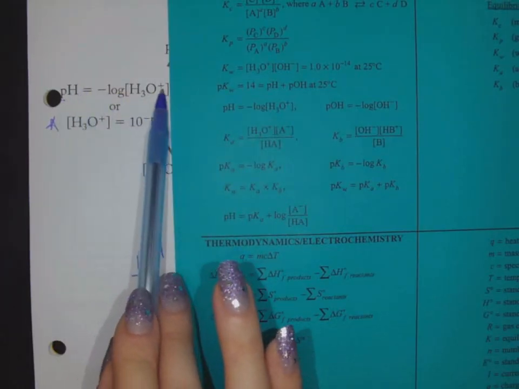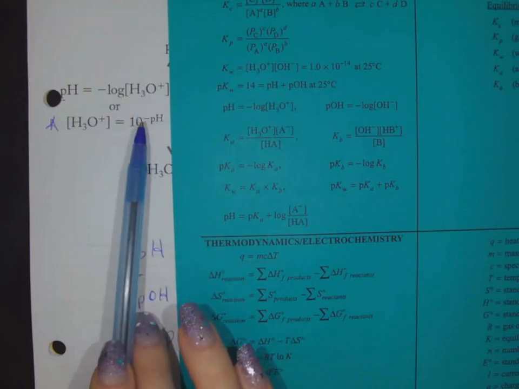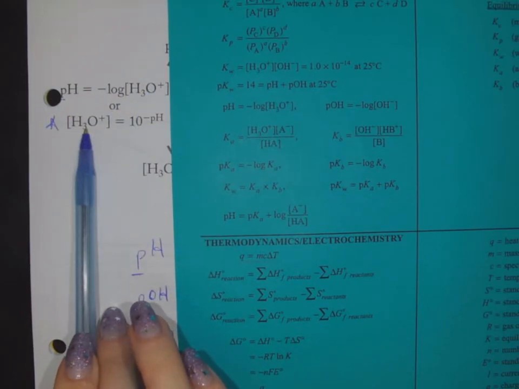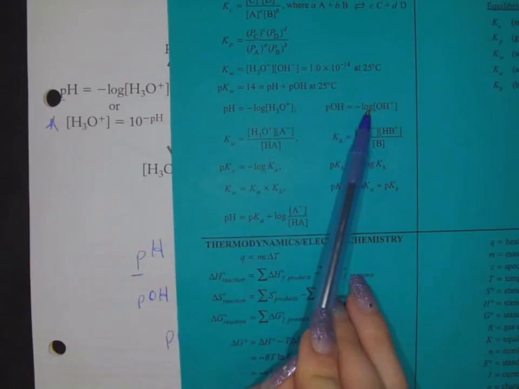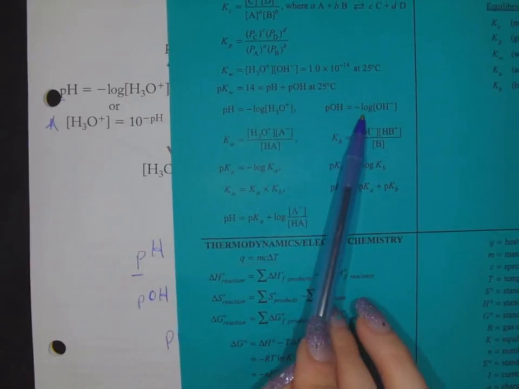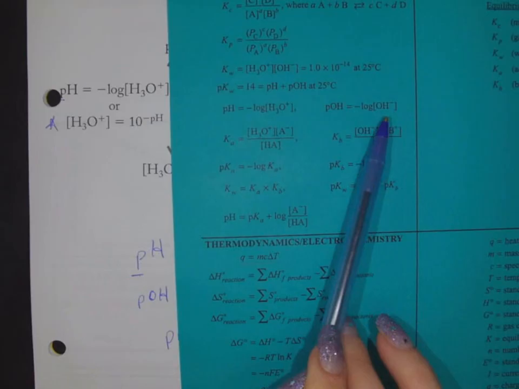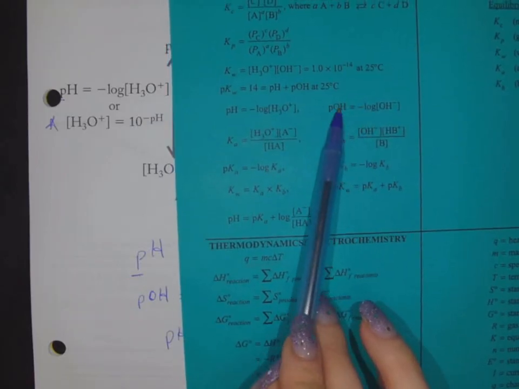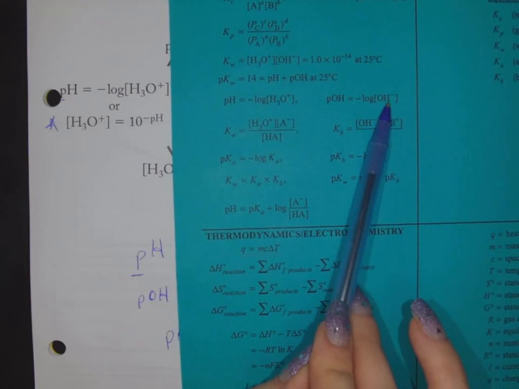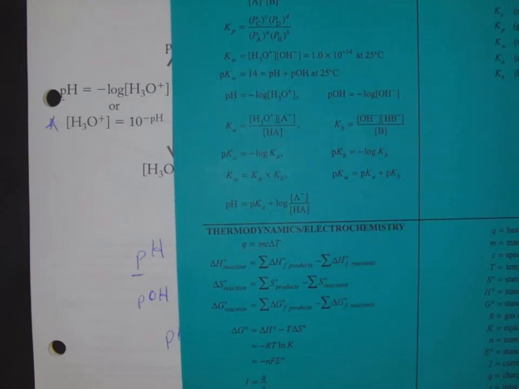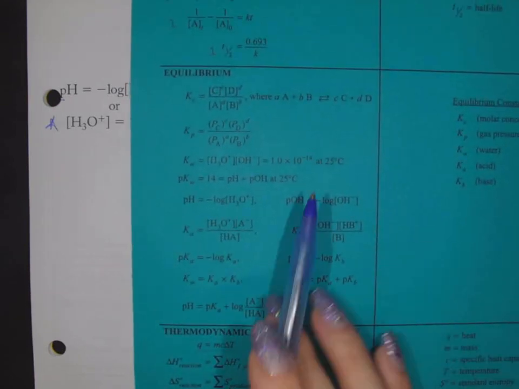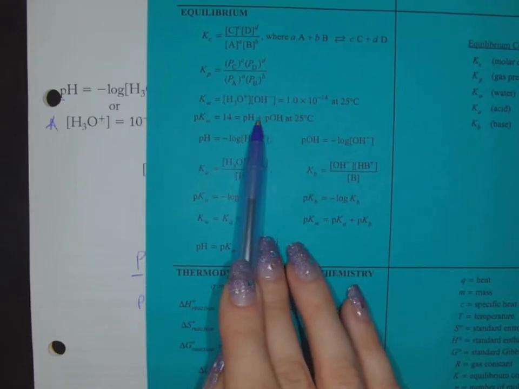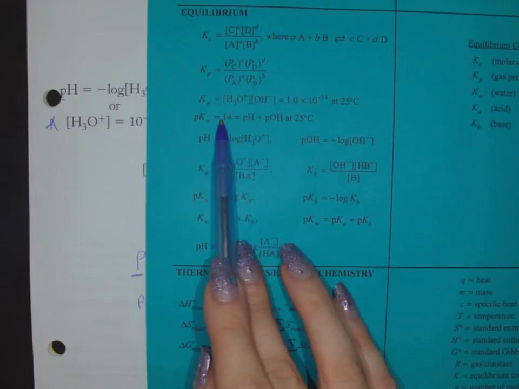You are provided this, but you need to know that 10 raised to the negative pH will tell you the concentration. That's also true with the pOH. They tell you pOH is equal to the negative log of hydroxide, but they do not tell you on your reference guide that 10 raised to the negative pOH is equal to the concentration of hydroxide. They also tell you that if you take pH plus pOH, it equals 14. So that's given to you.